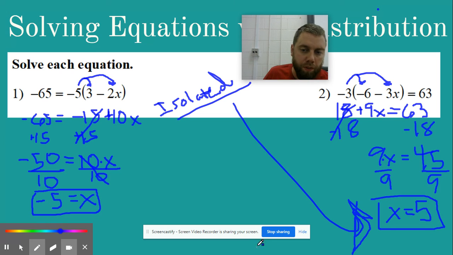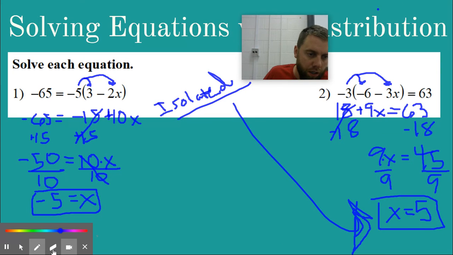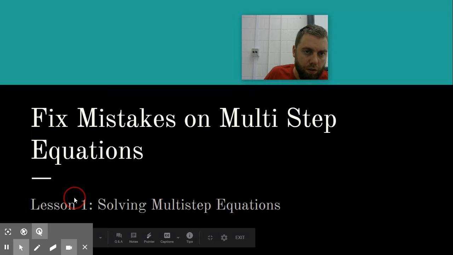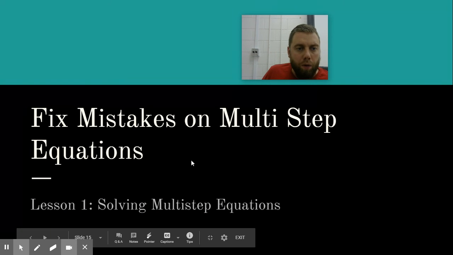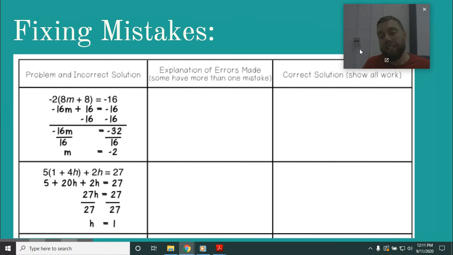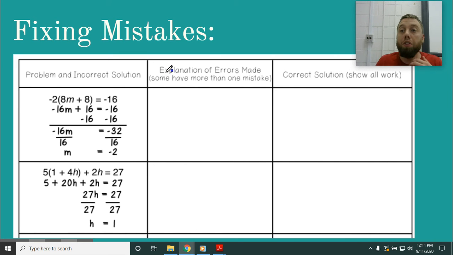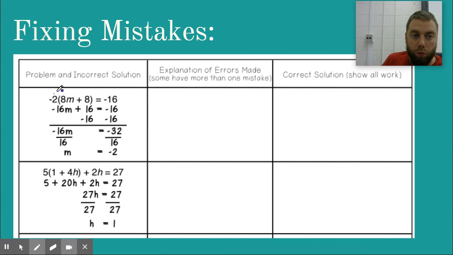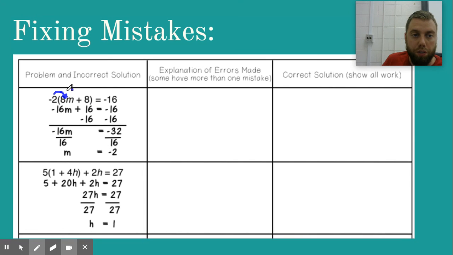Okay, now let's clear this screen, the next one. Now, we are going to practice a little bit of fixing mistakes that we might find in other people's work. And if we can fix mistakes in other people's work, that'll help us learn to recognize our own mistakes. So looking at this problem right here, somebody has spent the time to solve this equation. They did exactly what we were practicing. They were distributing and then solving.